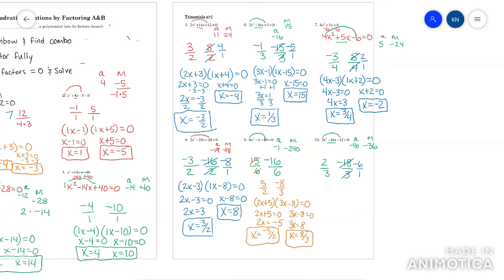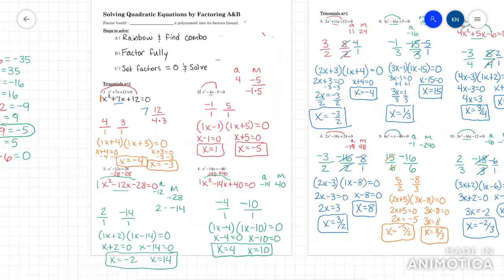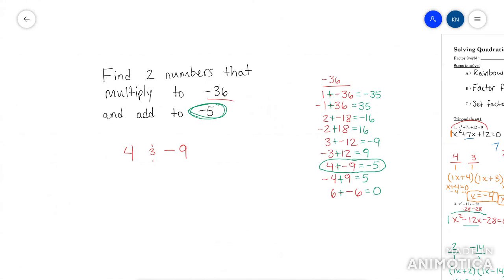Now you're ready to write it in factored form. Now that it's in factored form, I can set each factor equal to 0 and solve. And be done.